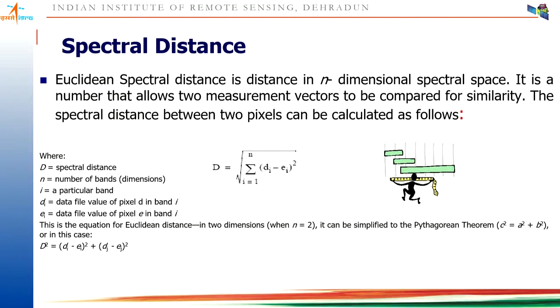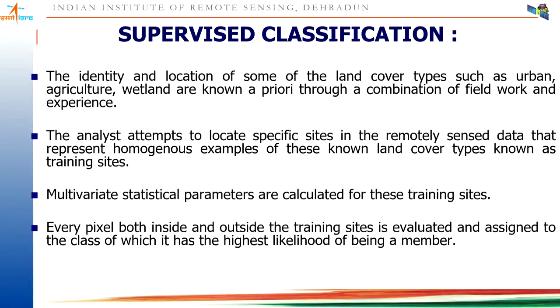The spectral distance between two pixels can be calculated using this formula. D is equal to the square root of the summation from i equal to 1 to n of (di minus ei) whole squared, where di is the data file value or pixel value in band i and ei is the data file value of another pixel in the same band. So, go on calculating the difference between di and ei in all the bands, sum them up and take the square root of that. You will get the Euclidean distance.